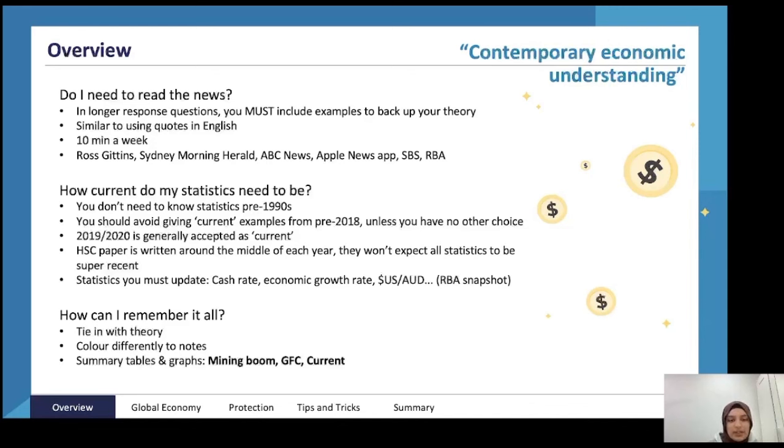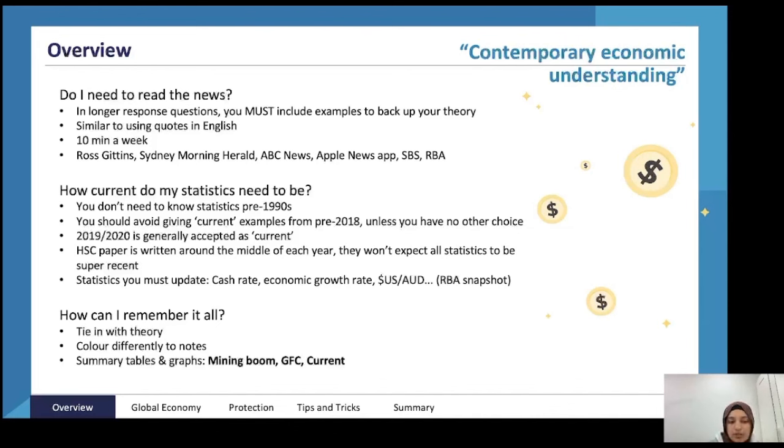HSC papers are written in around the middle of the year, so they won't expect all the stats to be super recent, but if you can try and make them as recent as you can, that would be beneficial and helpful. Stats that you must update include the cash rate, the economic growth rate, the US dollar over the Australian dollar, so the exchange rate, and a lot of this is coming from the RBA snapshot, which I'll show you in a second. So we can definitely have a look at the RBA snapshot if you're feeling a little bit worried about how to get all this information for all the different months.